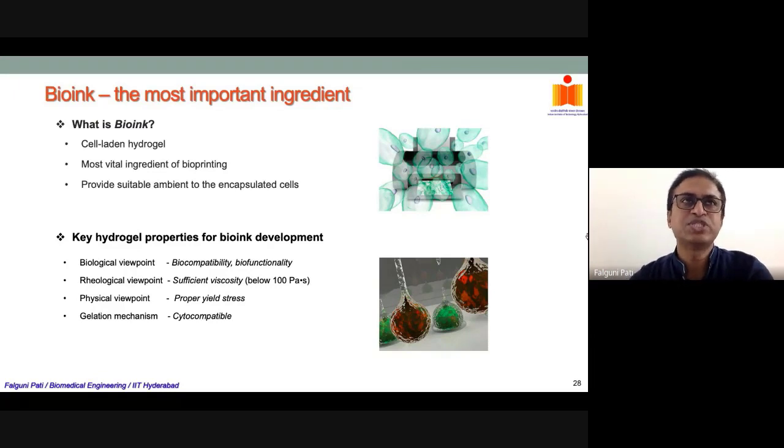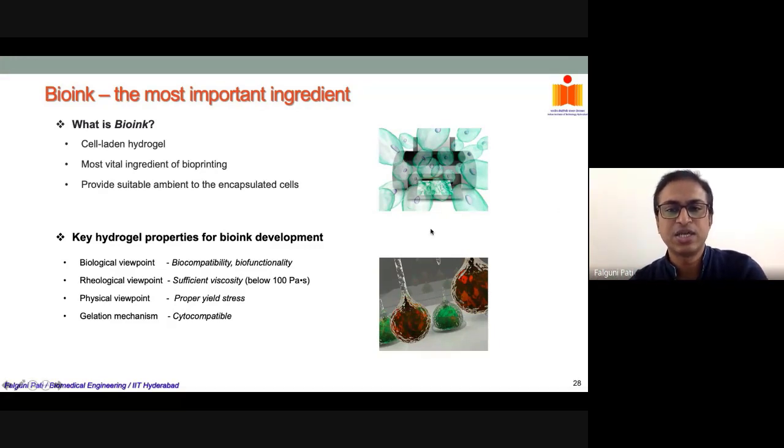Now the next vital ingredient, the most important ingredient of bioprinting, is the bioink. This is nothing but a cell-laden hydrogel, and it helps to provide a microenvironment to the encapsulated cells, so that the cells can function and work in a good manner. It also helps the cells stay viable, provides nutrition, and provides other necessary conditions.